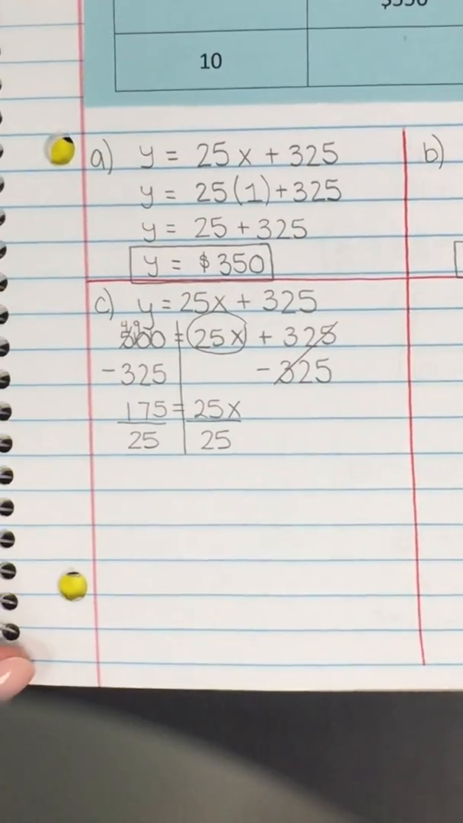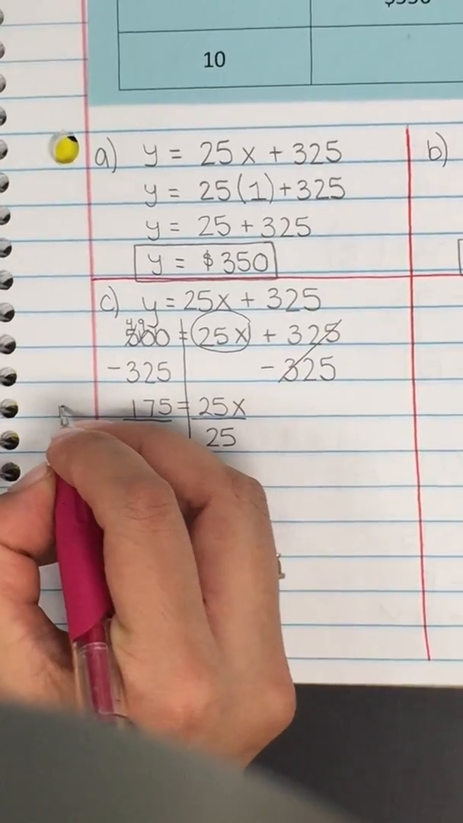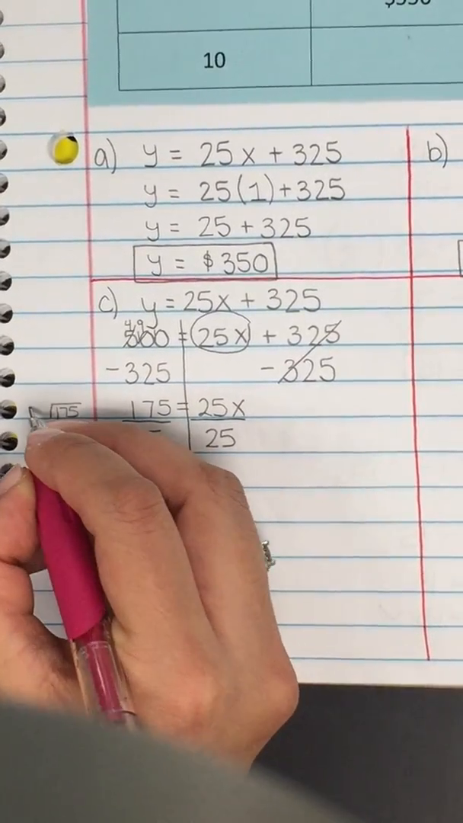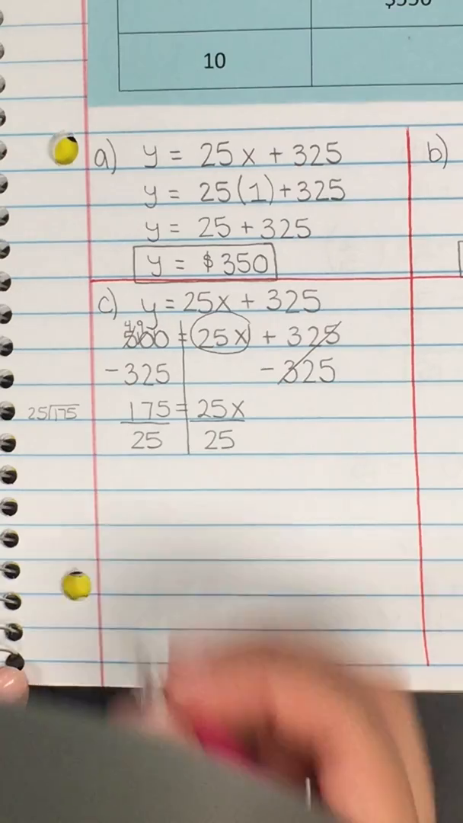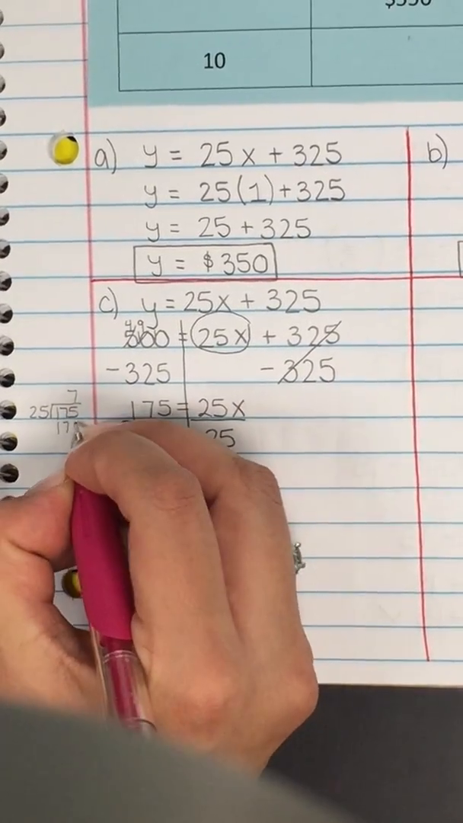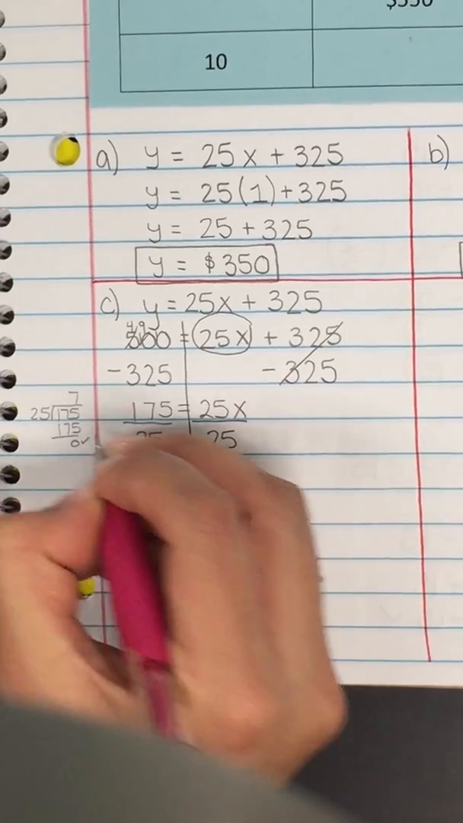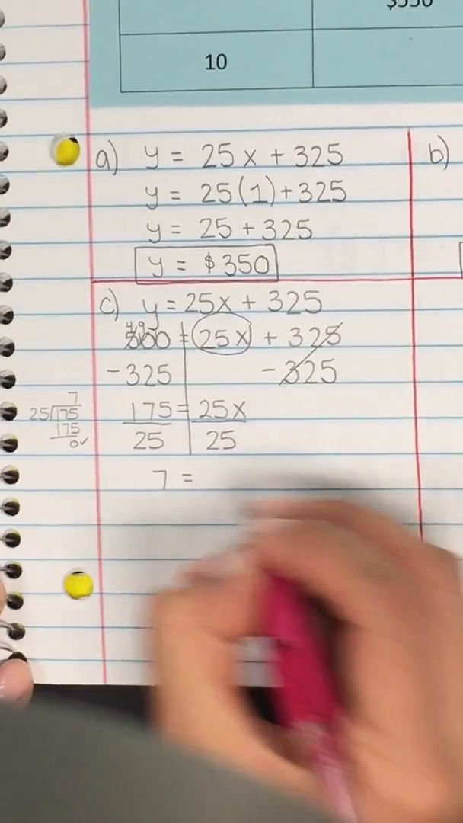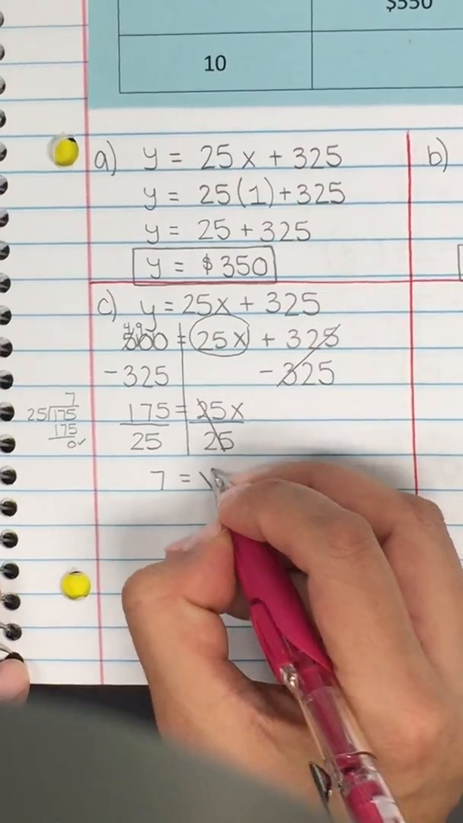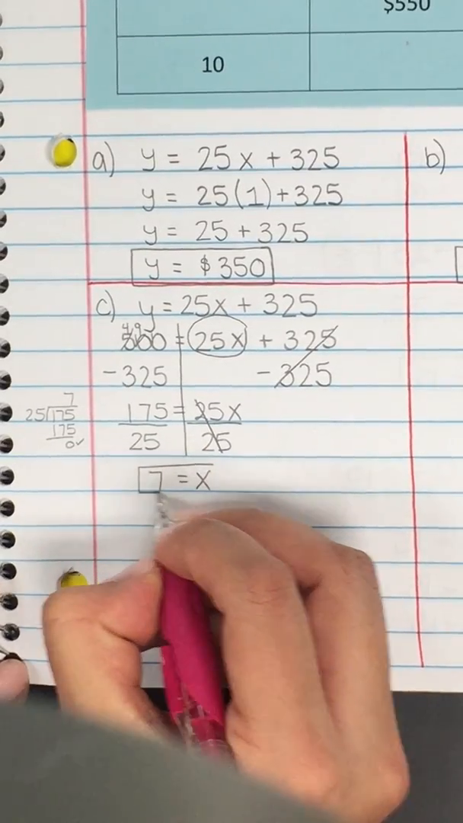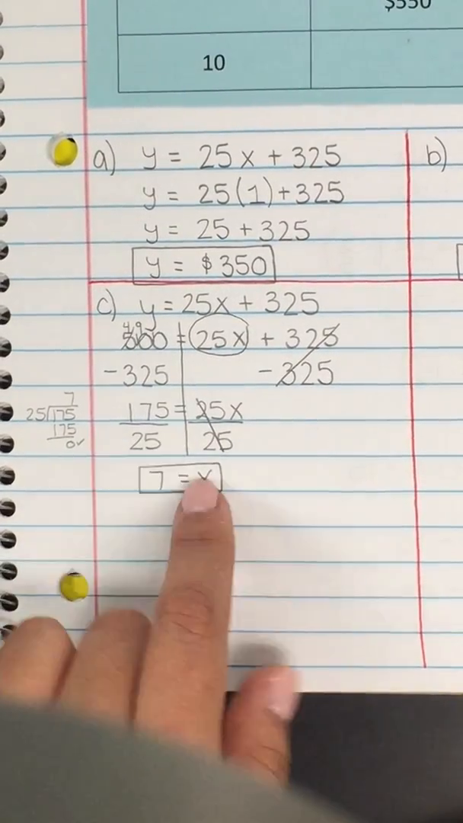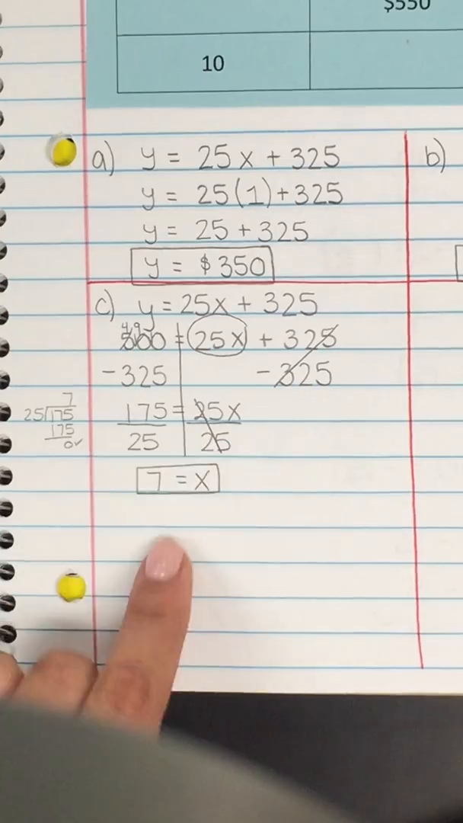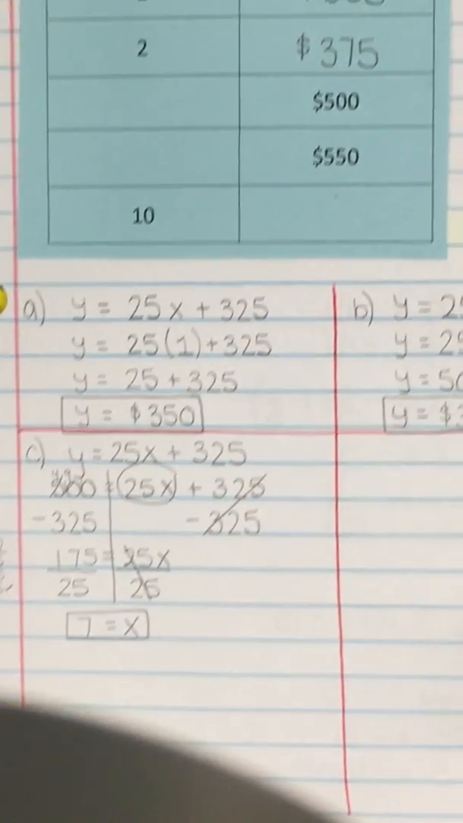Go ahead and do that off to the side. 175 divided by 25. Should be exactly 7 times. And my 25's cancel, which means that my answer is 7. X equals 7. So when the total cost of the project was $500, that means that we translated 7 pages.